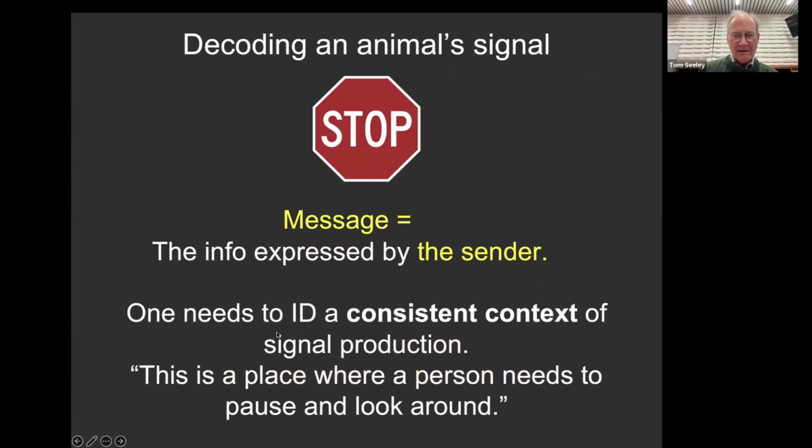One needs to identify a consistent context of signal production. And in this stop sign, that consistent context is, this is a place where a person needs to pause and look around.